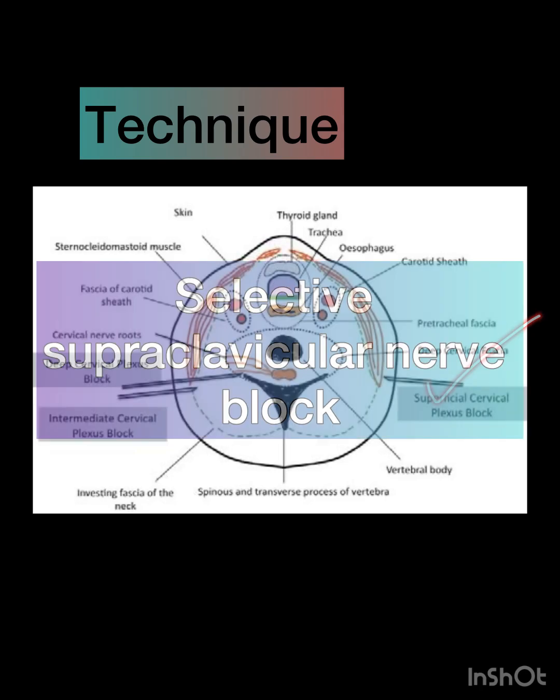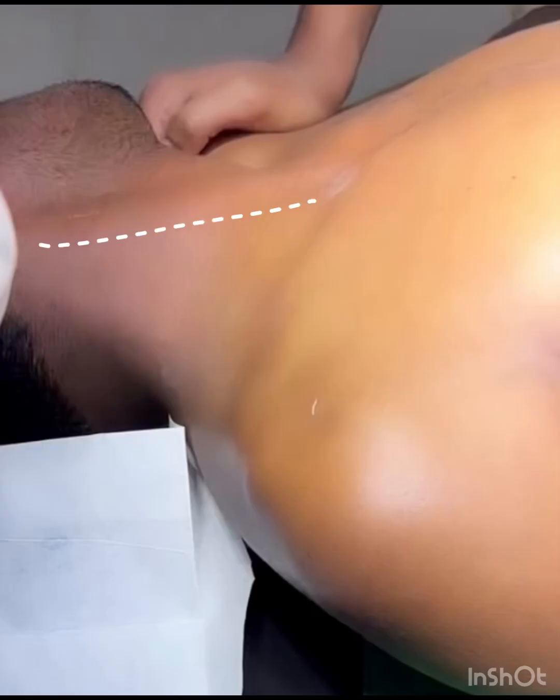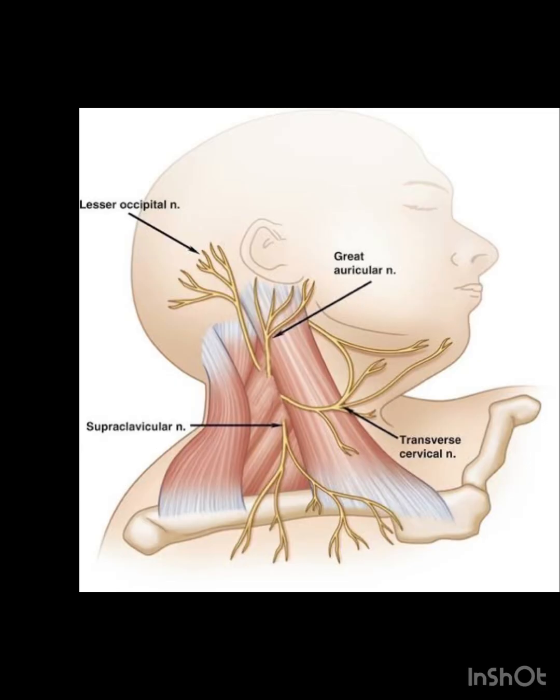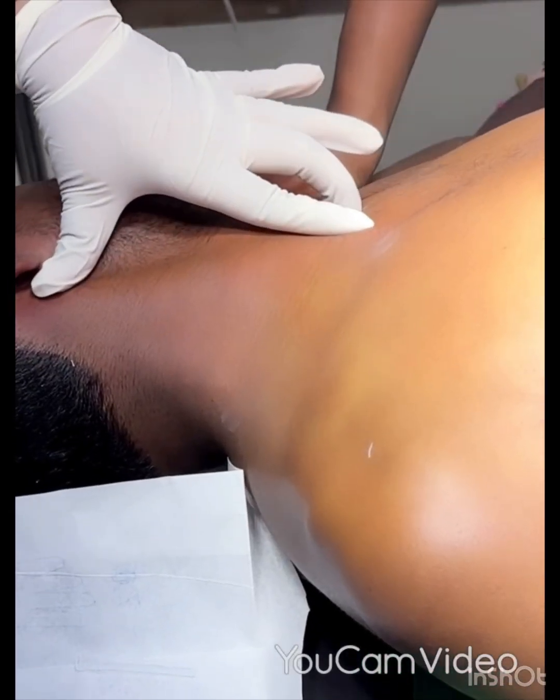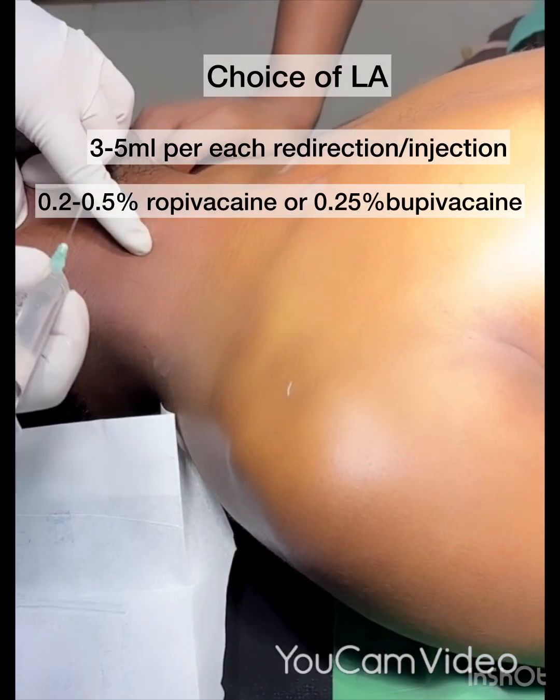So to perform the block, ask the patient to turn the head to the contralateral side, making the sternocleidomastoid prominent, as the superficial cervical plexus comes out from deep behind the posterior border of sternocleidomastoid at its midpoint. And now as you can see, this is the clavicular head of the sternocleidomastoid and its midpoint is the point of entry.